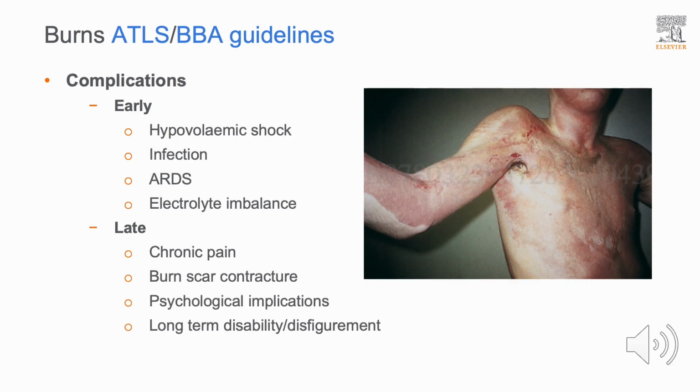Complications of burns include, in the early stages, in significant burns, hypovolemic shock, infection, acute respiratory distress syndrome and electrolyte imbalance. Late complications can include chronic pain, burn scar contractures as depicted in this image, psychological implications and long-term disability or disfigurement.